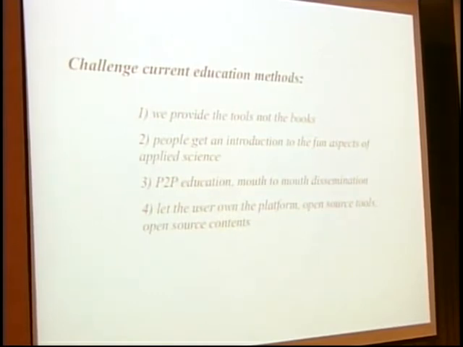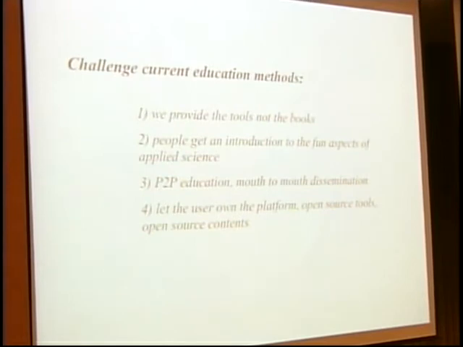All the information is on the internet, it's free to download, and there are a million blogs that explain how to make a million projects. What you need is tools to get started. So we don't provide people with books, we provide people with tools. Then, it's all about getting an introduction to the fun aspects of applied science. There are a lot of things that need to be learned. This is just a teaser to invite you to go into it. It doesn't mean that you have to get rid of learning math. It means that this can invite people to learn math.